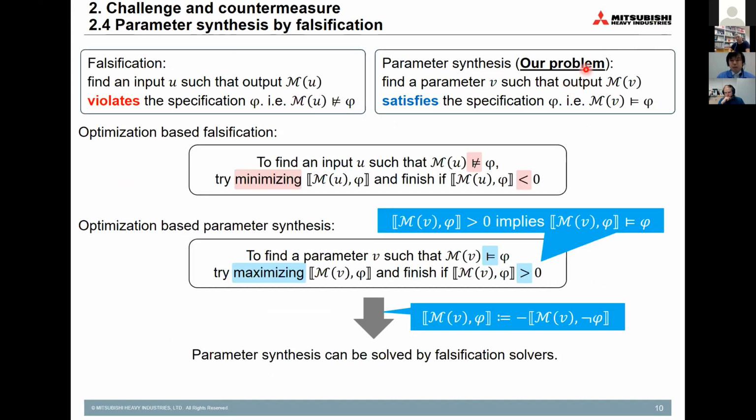Now we turn to parameter synthesis. Our problem is automated parameter tuning. It can be thought of as parameter synthesis. Parameter synthesis is a problem to find a parameter V such that output MV satisfies the specification phi. The difference from falsification is just violates and satisfies. So parameter synthesis can also be solved in an optimization manner. It means that parameter synthesis can be solved by falsification solvers.